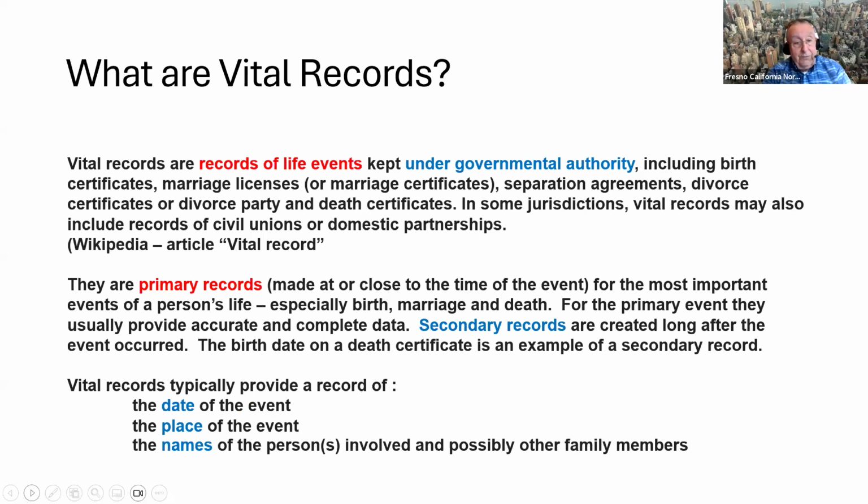Most of these records will have three kinds of things. They're going to have dates of an event. They're going to have the place of the event, and they're going to have some names on it, people that were involved in the record, or other family members that are associated with this event.